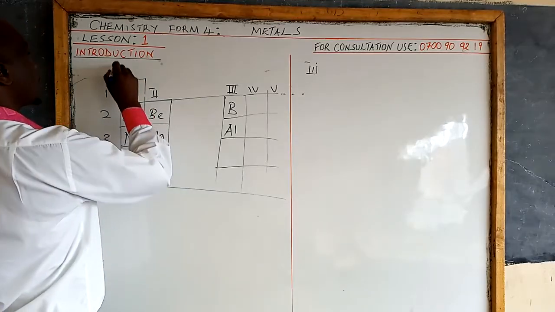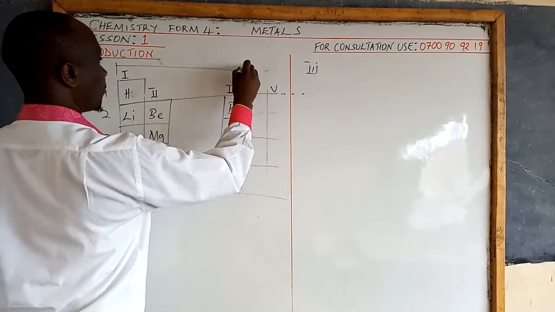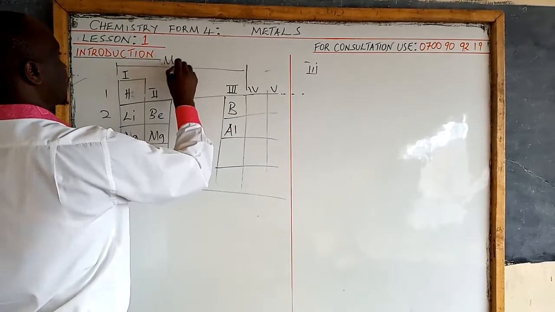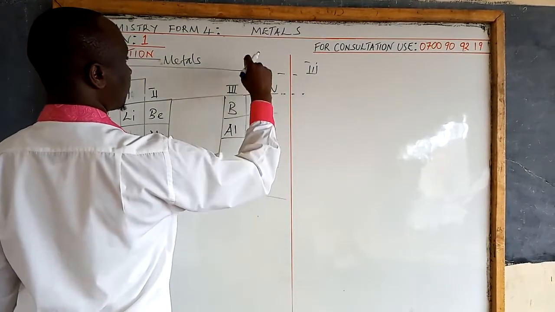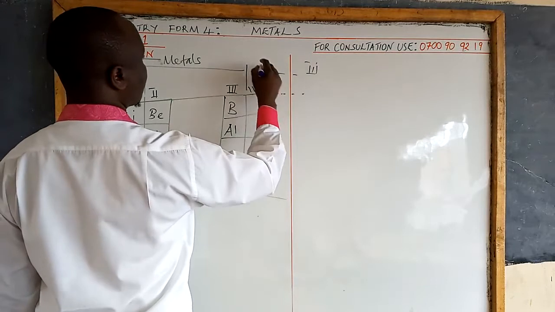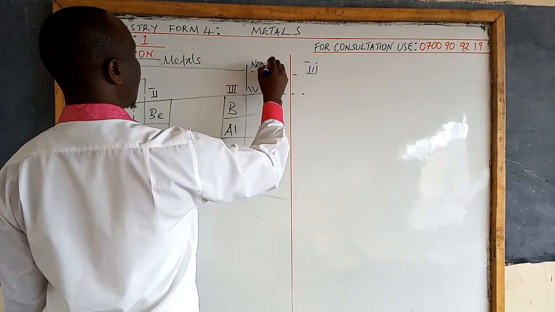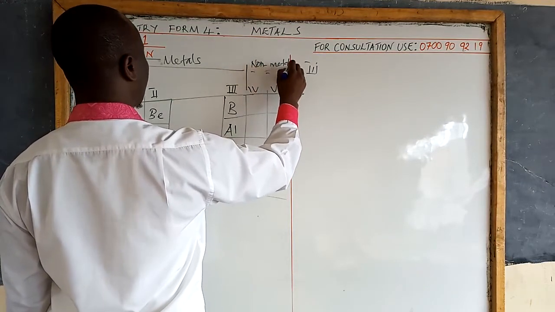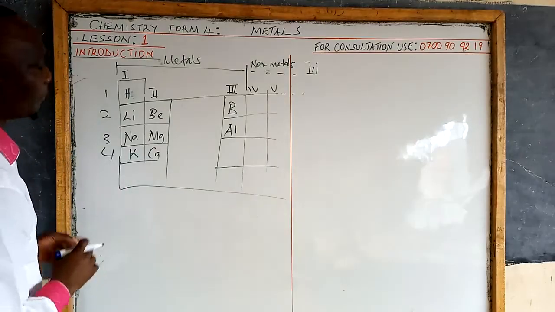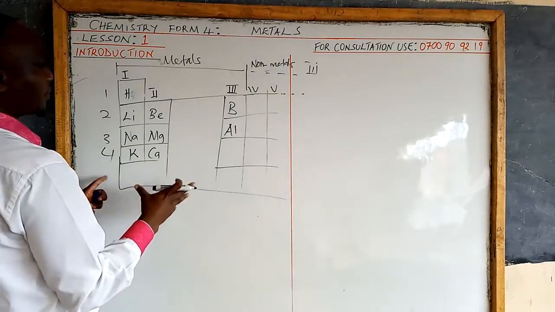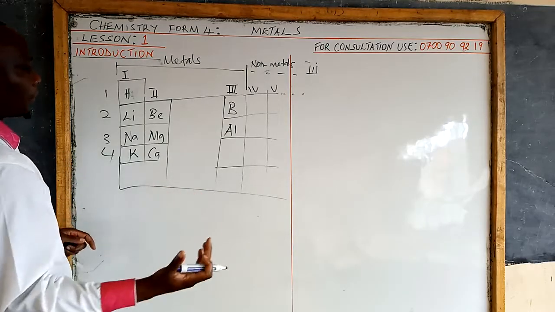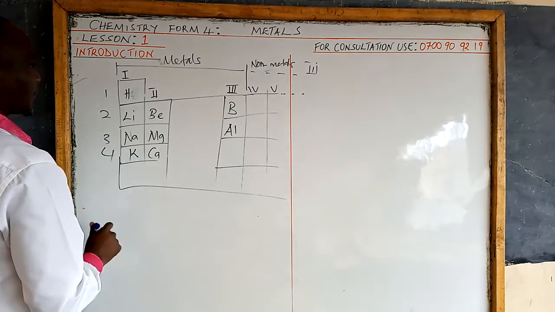So here, from group 1 to group 3, this is where we have the metals. And then from group 4 to group 8, we have the non-metals. So my concern will be here now. So metals. These are the elements that we are going to look at. The metals, the extractions, properties, and uses.